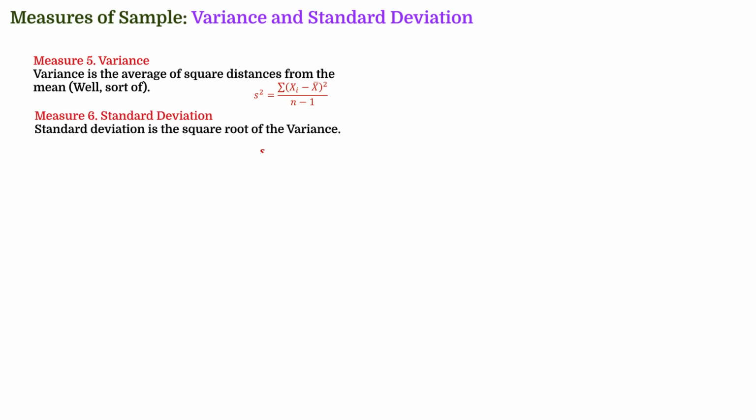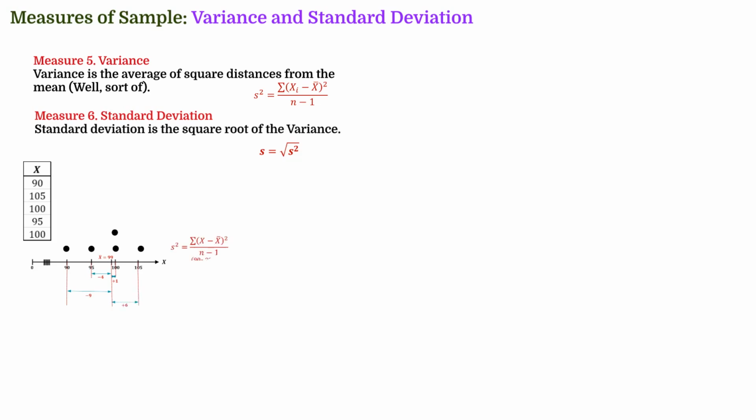Standard deviation is the square root of the variance. So S is the square root of S squared. Here's the example we saw in previous minutes of the video. X has values 90, 105, 100, 95, and 100. X bar is 99. The distances from each value to x bar, as you can see, from 90 to 99, distance is minus 9. From 95 to 99, it is minus 4.